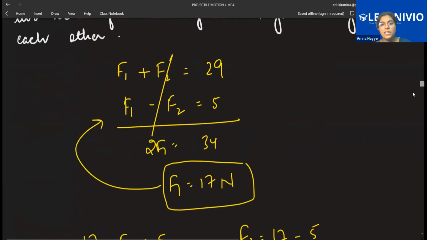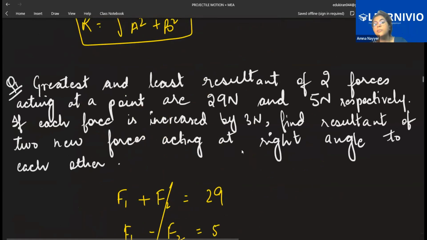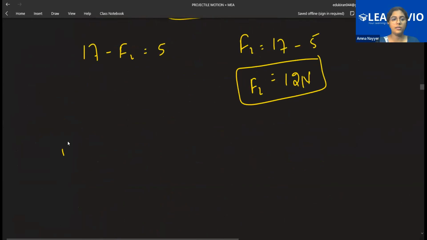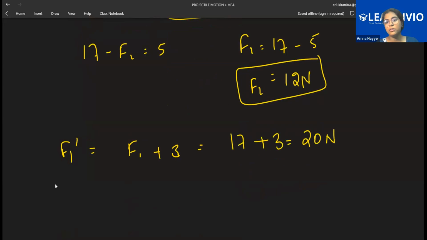Now let's come to the third line. It says if each force is increased by 3 Newton. Let us find this out first. F1 dash will be F1 plus 3. That was 17, so this becomes 20 Newton. F2 dash means the new force, F2 plus 3, which is 12 plus 3 equal to 15 Newton.